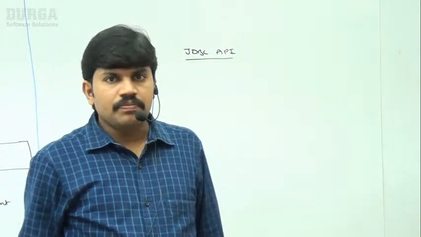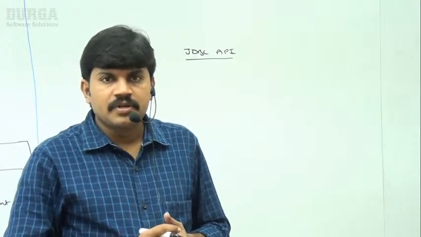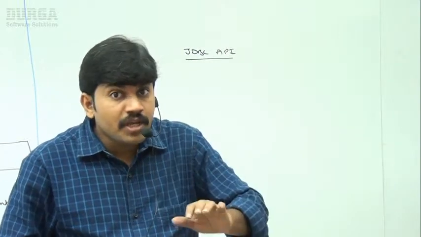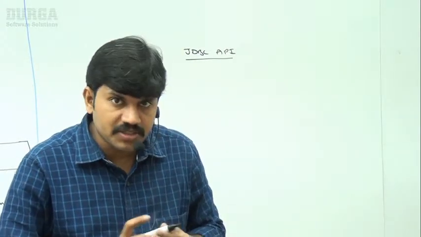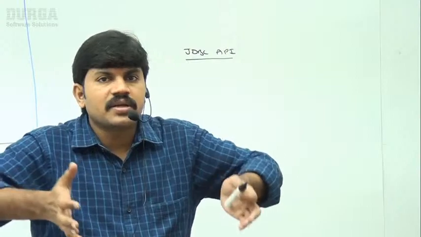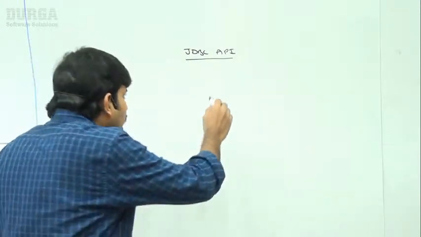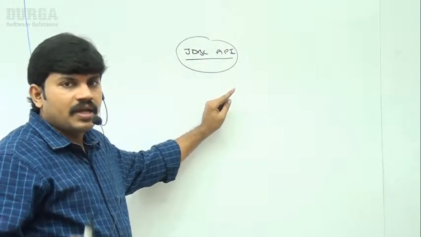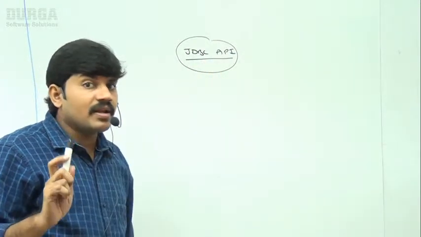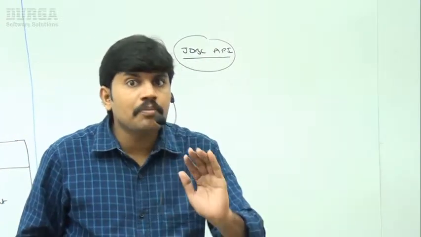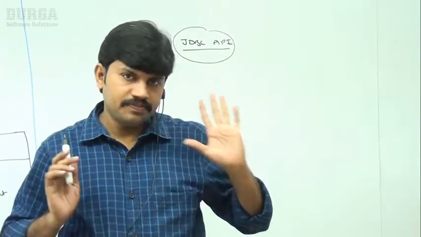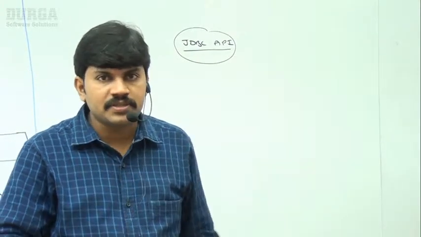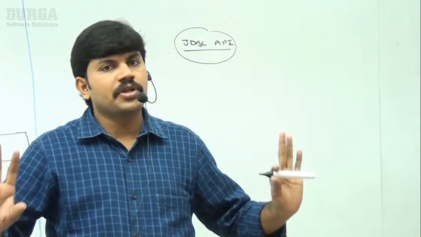Sir, I want to develop a JDBC application. Then I require several classes and interfaces which can be used to develop a JDBC based application. Correct, right? All these classes and interfaces are nothing but the JDBC API. The JDBC API defines several classes and interfaces which can be used for database communication. That's all, sir. So what is the JDBC API? A group of classes and interfaces which can be used for database communication.